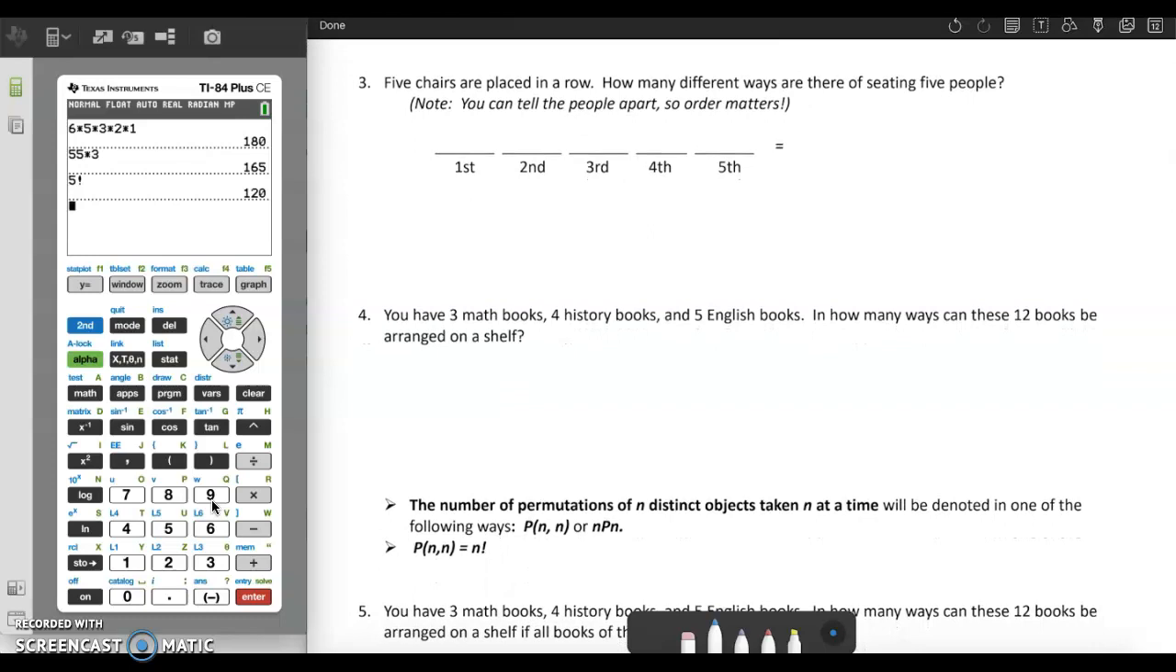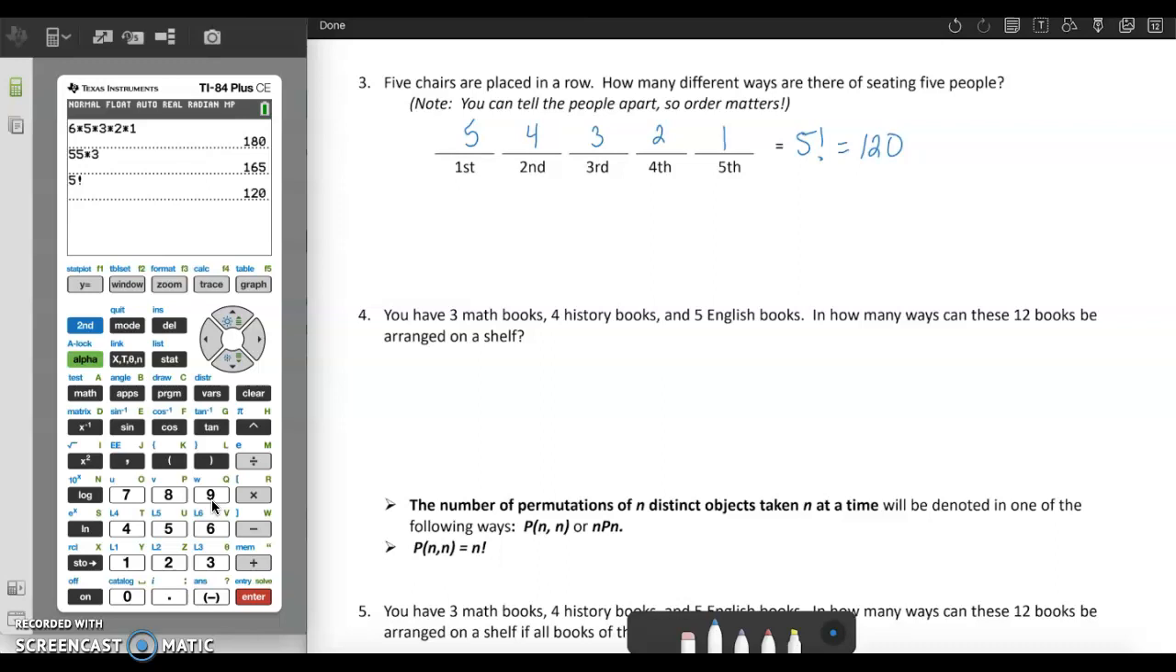Okay, what about if 5 chairs are placed in a row? How many different seatings, or how many different ways are there to seat 5 people? Anytime you're doing something with people, you can tell them apart, so your order is going to matter on those. So we would have 5 choices for the first seat, 4 for the second, 3, and then 2, and then 1. If I take 5 times 4 times 3 times 2 times 1, that's 5 factorial, which we actually just did. We know that's 120.